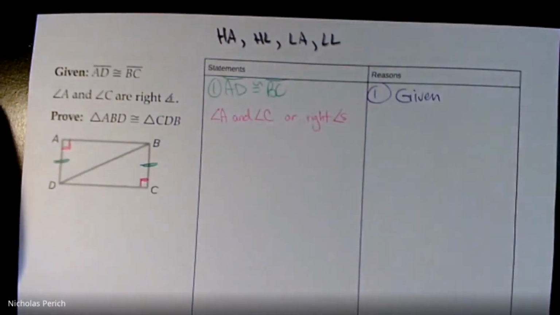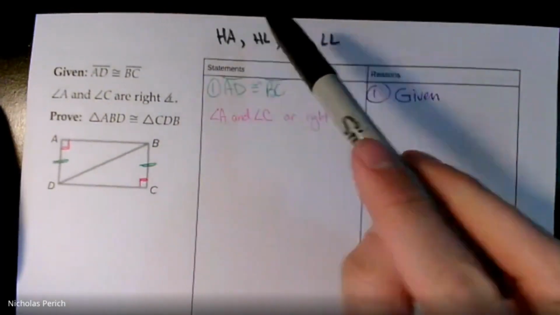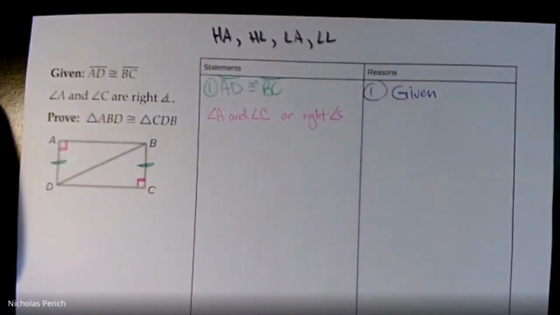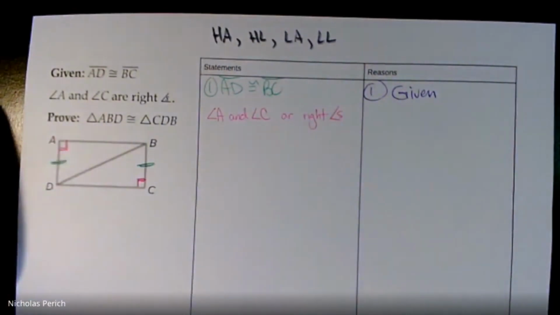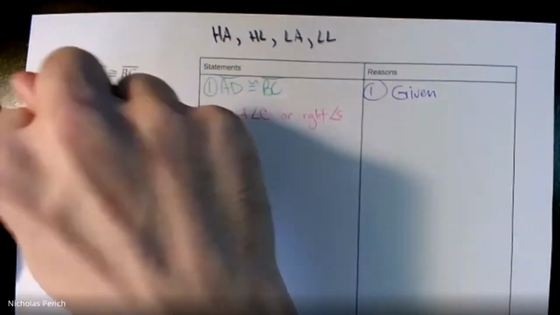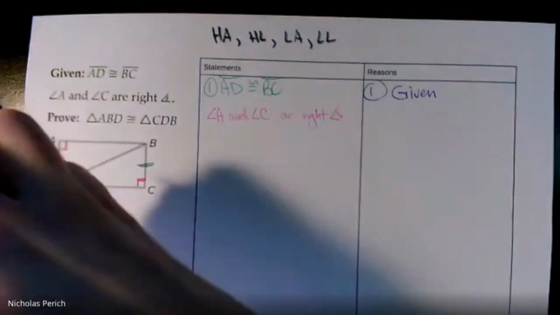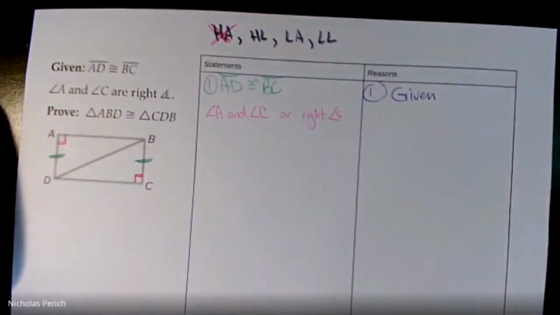Of course, this stands for: I have a hypotenuse and an angle, a hypotenuse and a leg, a leg and an angle, or a leg and a leg. Well, right now, all I have is a leg. Remember, the legs are the shorter sides, and the diagonal, the longest side, is always going to be the hypotenuse. So I have a leg, so this one's out of the question. At least I don't need this one, because I have a leg.